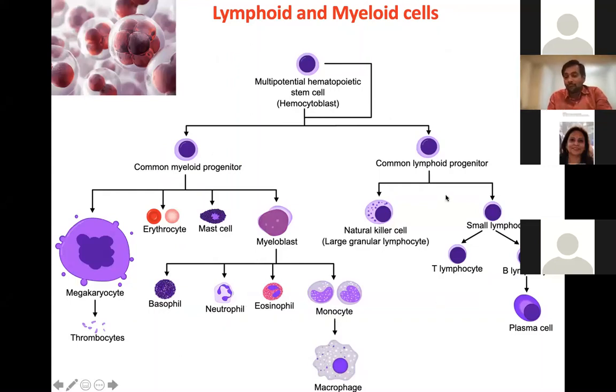In the common lymphoid progenitor cells, we have two main cell types, lymphocytes and natural killer T cells. Small lymphocytes are further differentiated into T cells and B cells. B cells produce antibody in response to the cytokines, and T cells generally produce cytokines to kill the target, to eliminate the foreign antigen from our body.